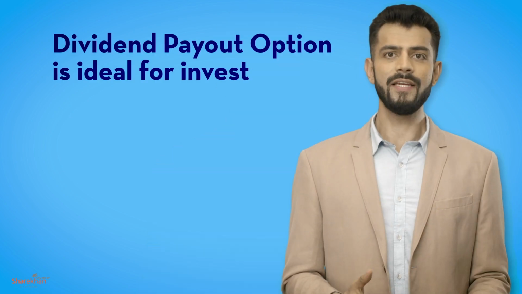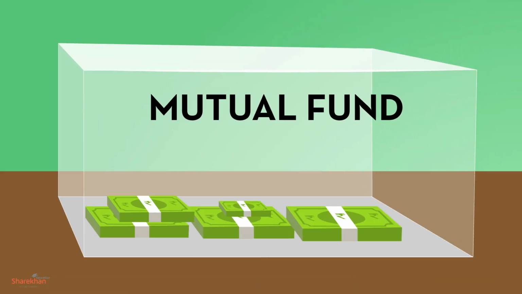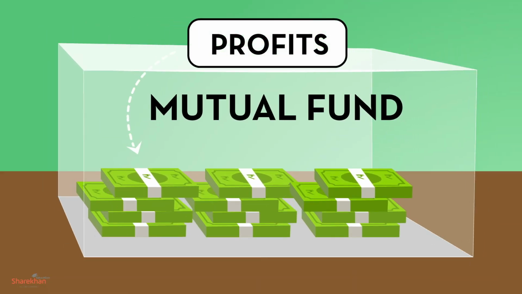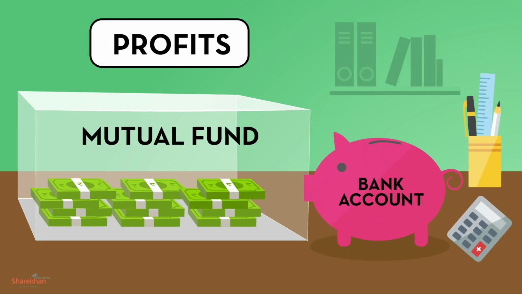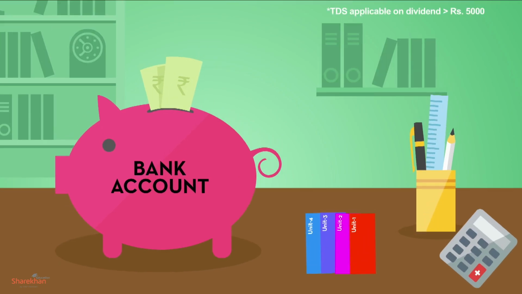Now, the ideal facility for such folks is what we call the dividend payout option. What happens in this scenario is that when a fund makes a profit, a percentage of the profits is then distributed to investors. This is done by way of dividends paid to them as cash in their bank accounts. These payouts tend to be in proportion to their investment. Also, these dividends are taxable in the hands of the investors. But the TDS will be deducted if the dividend amount is more than rupees 5,000.